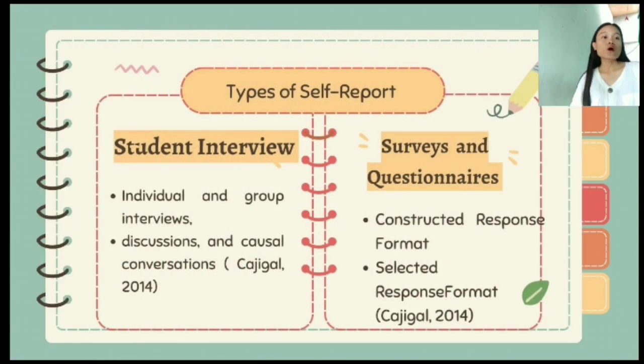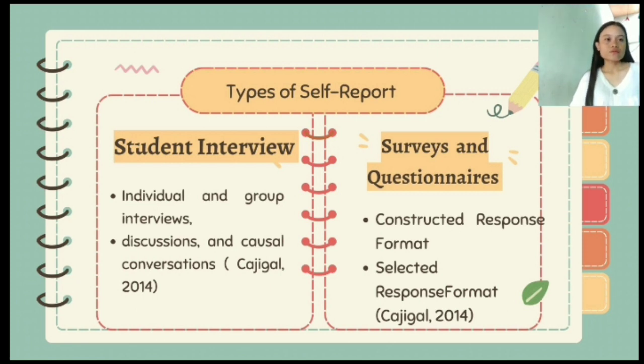So based on the book of Kajigal 2014, there are two types of self-report, and these are student interviews and surveys and questionnaires. The student interview includes individual and group interviews, discussions, and casual conversations. While surveys and questionnaires include a constructed response format and a selected response format. So let's begin first with the student interview.